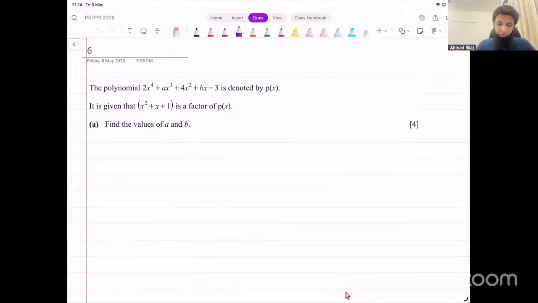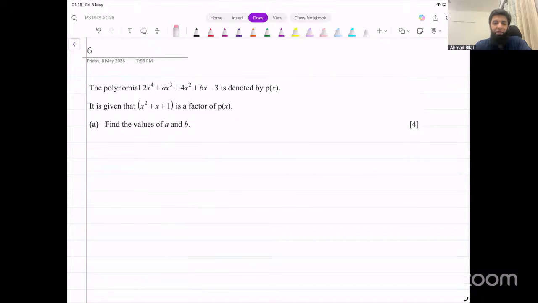Okay, the polynomial 2x raised to the power 4 plus ax cubed plus so on, that is denoted by p of x. It's given that this is a factor of p of x, find the values of a and b. Now, how do we do this? This also looks like some complicated long division now. It's not a linear factor. That means we cannot use the remainder theorem, right? Remainder theorem is not going to work.